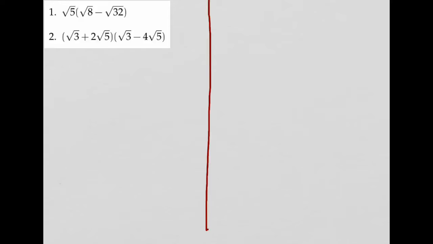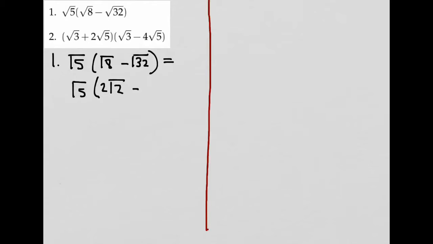Example 1, root 5 times root 8 minus root 32. That's root 5 times root 8, which we write as 2 root 2, and root 32, which we can write as 4 root 2. That's equal to root 5 times 2 root 2 minus 4 root 2, which is equivalent to minus 2 root 2.